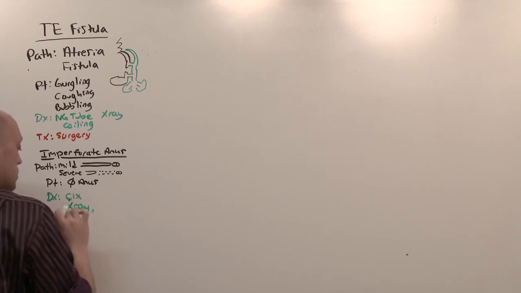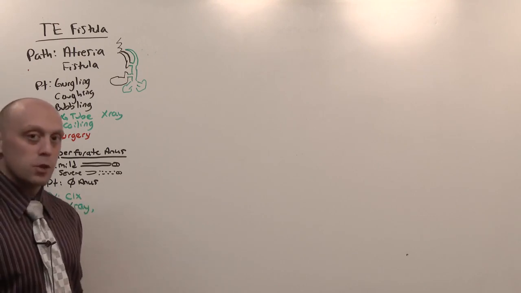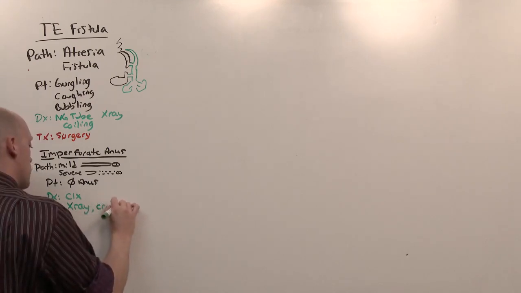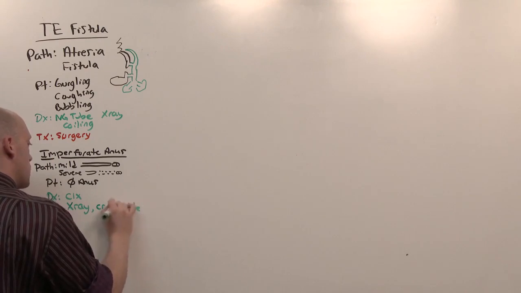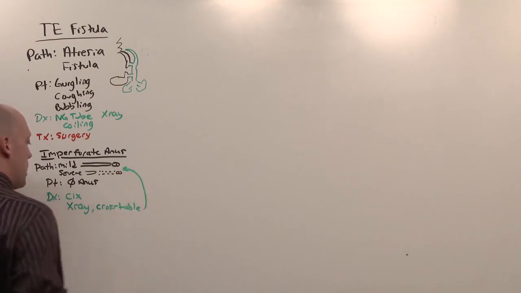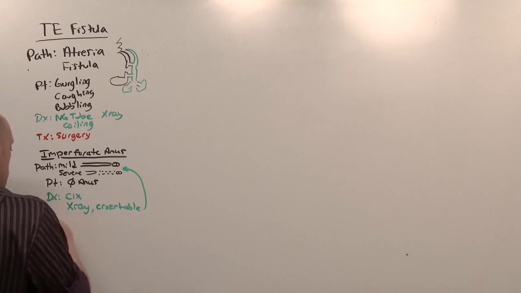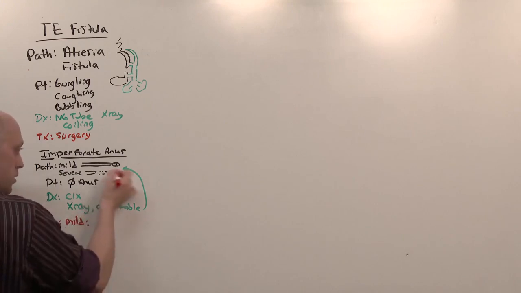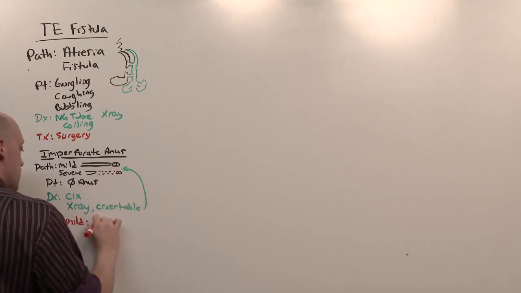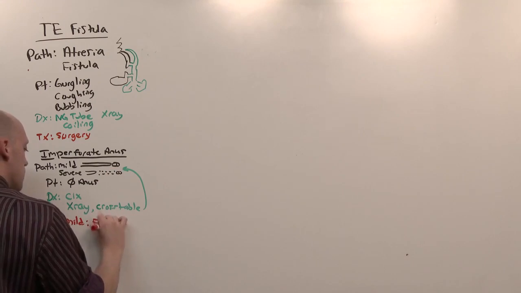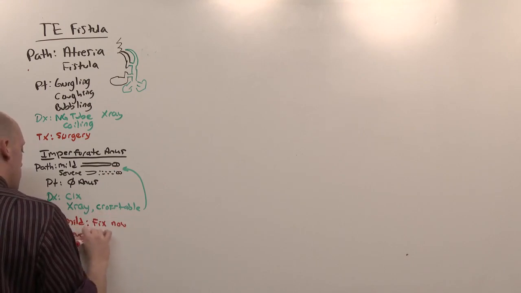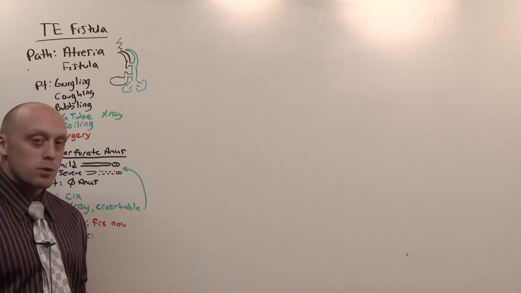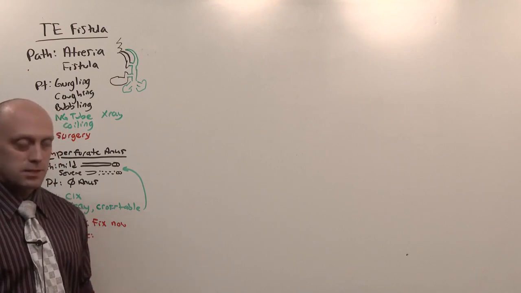And that x-ray is not just any x-ray, not just a regular babygram, but instead it's going to be a cross-table x-ray. And that cross-table x-ray is going to tell you how bad it is. The treatment is surgical. But if it's mild, that is, they're very close together, you just fix it now. If it's severe, you want baby to grow a little bit so you've got more bowel to play with so that you can more easily connect it and have success.